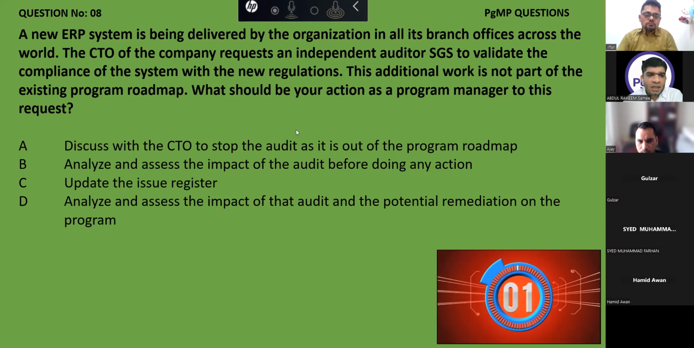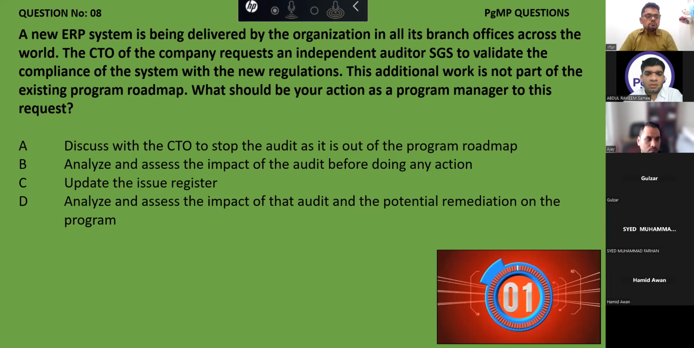Option B, analyze and assess the impact of the audit before doing any action. This seems to be a correct answer, because as we said before, we have to analyze and assess what would be the outcomes or the impact of this on our work. Number C, update the issue register. So who is saying C? Hershey. Why did you say C?